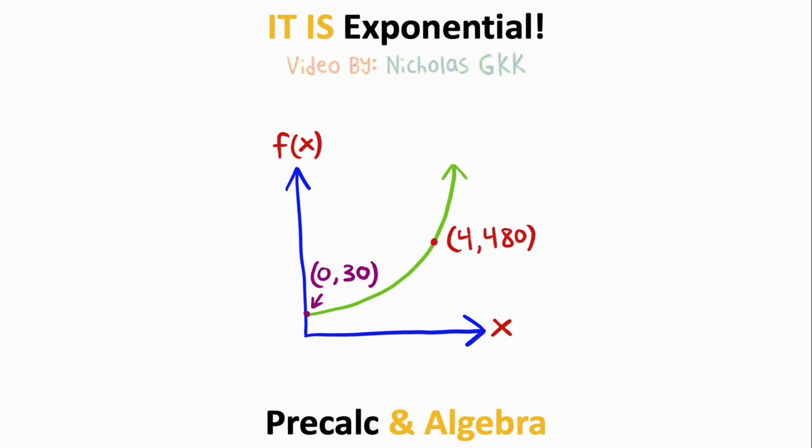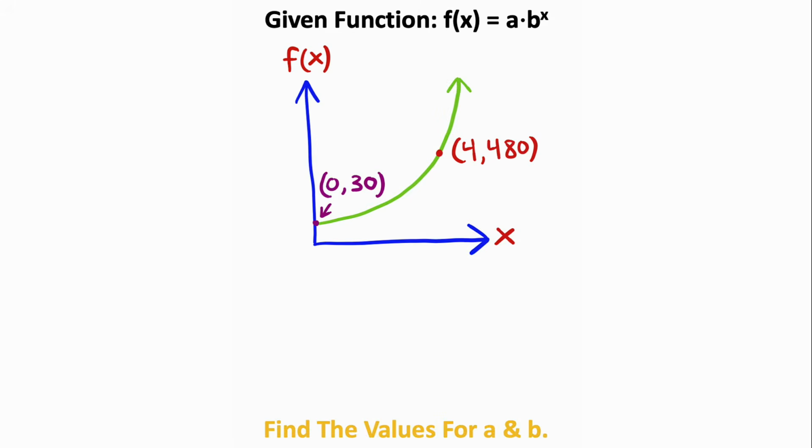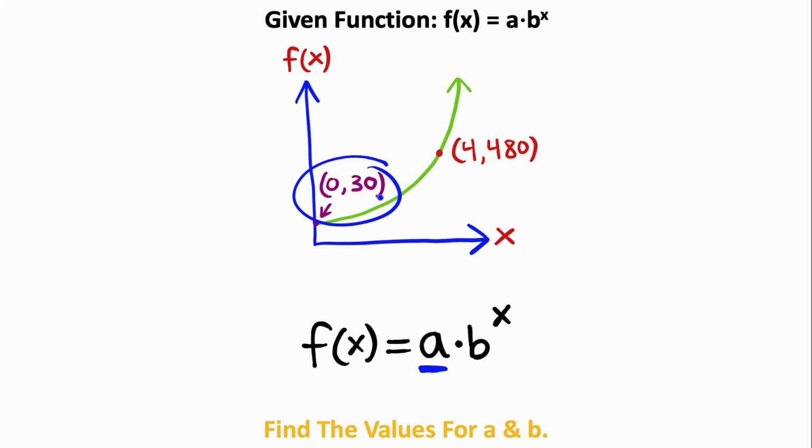Now in this problem, we have a function in the form a times b to the x power. We are given a graph of this function and 2 points on the graph. We need to calculate the values for a and for b. So the function is in this form. And the value for a is going to be equal to the vertical intercept, which is 30.